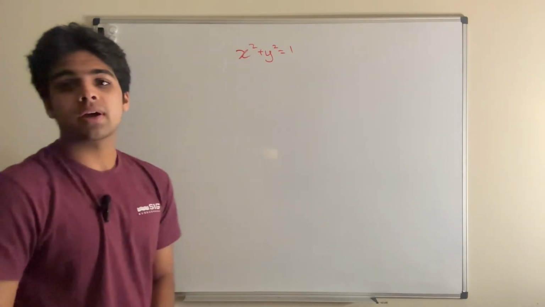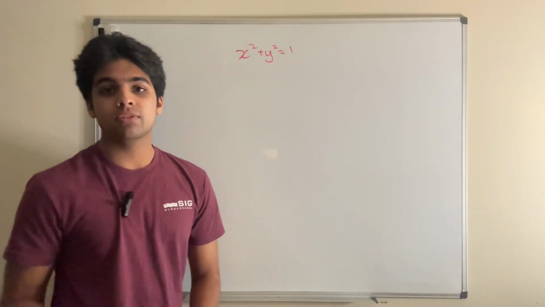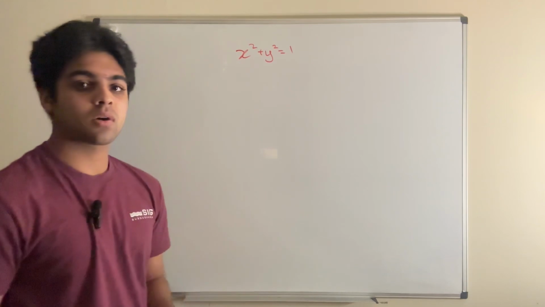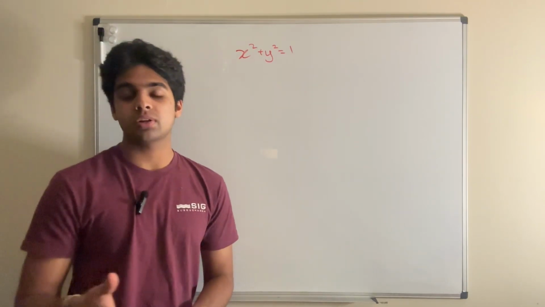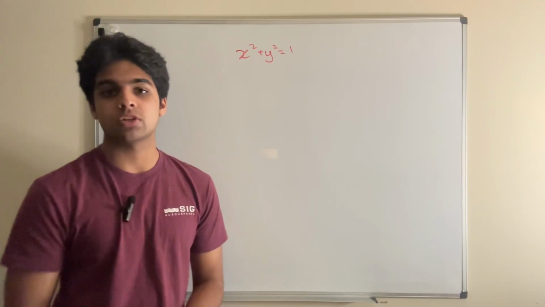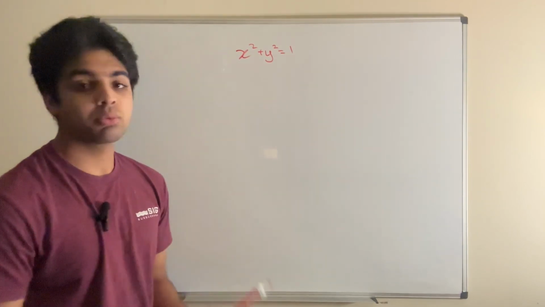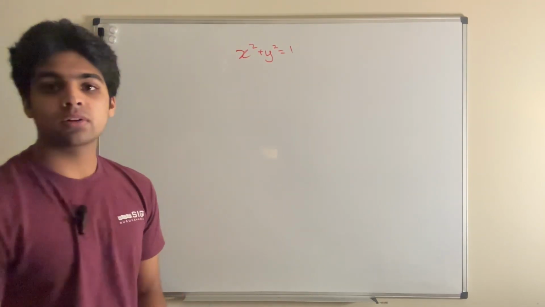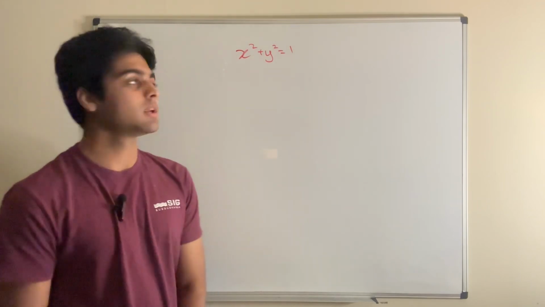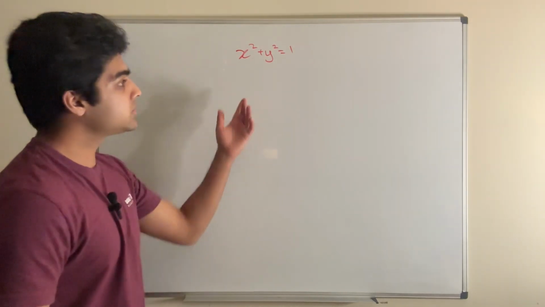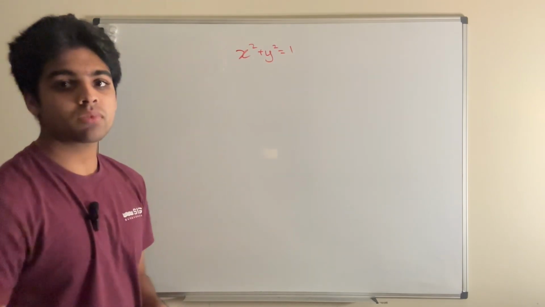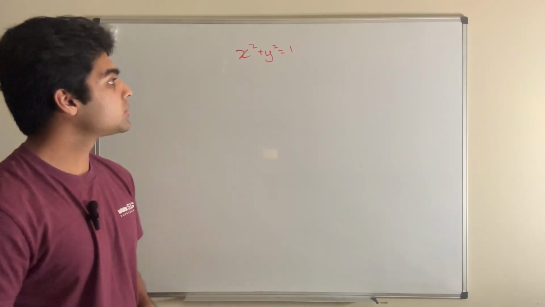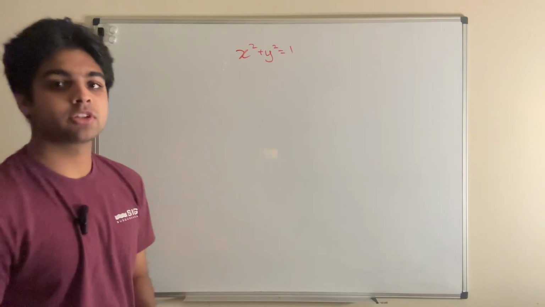What if we wanted to find the slope at any given point on that unit circle? So if we had a point on the unit circle and we wanted to find the slope of the tangent line at that point, how would we do that? Well, in a regular function we would just take the derivative, right? But we can't do that here because we have a y squared term right there. So what do we do? Here we can apply implicit differentiation.